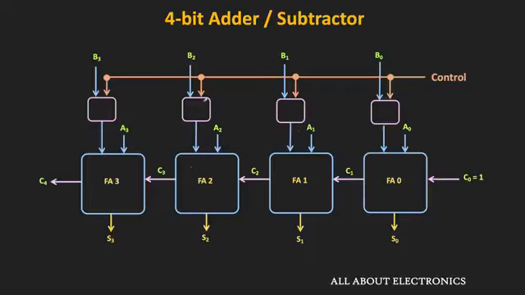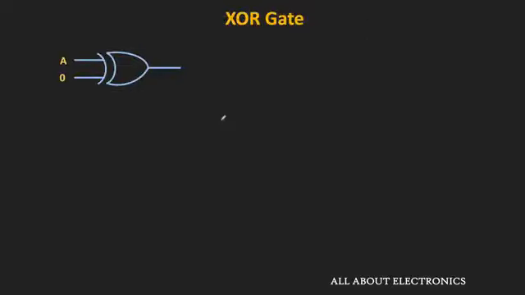And for that, first of all, let us see what this control circuit should be. We already know about the XOR gate, right? In the XOR gate, if one input is A and the second input is 0, then the output of the XOR gate will be equal to A dot 0 bar plus A bar dot 0, and that is equal to A dot 1. That means whenever one of the inputs to the XOR gate is equal to 0, then the output is the same as the other input.